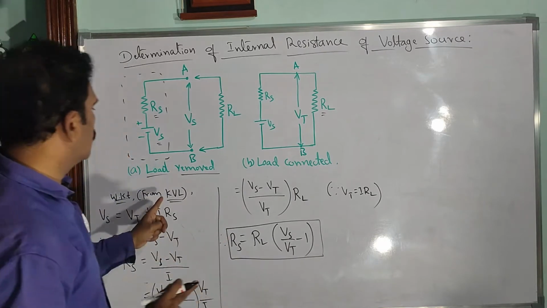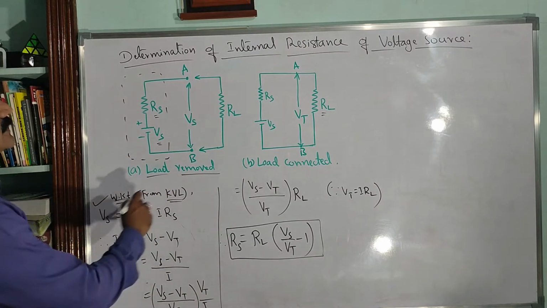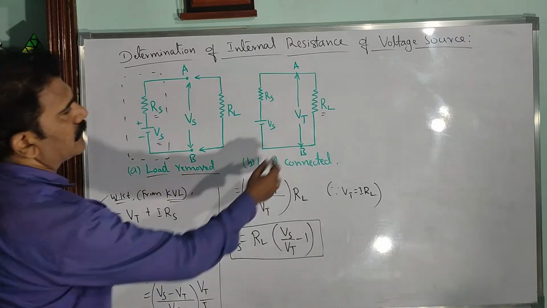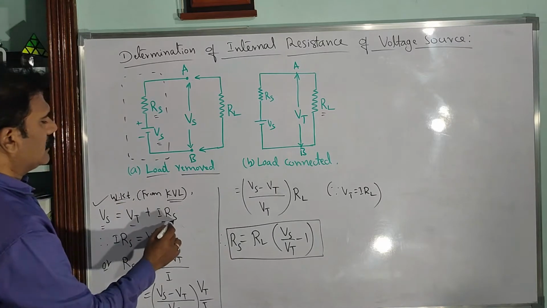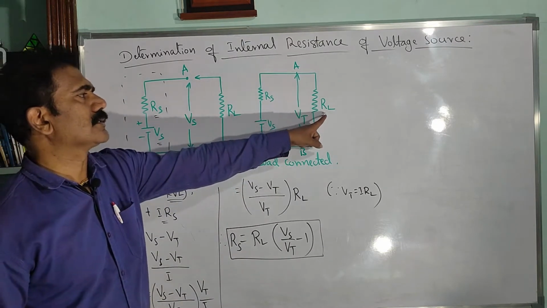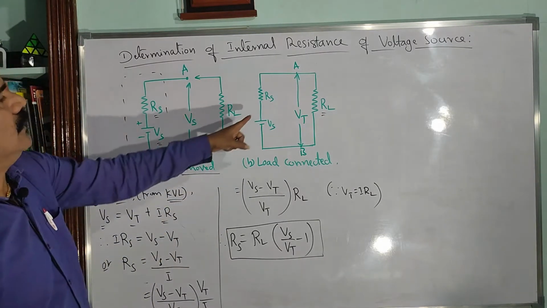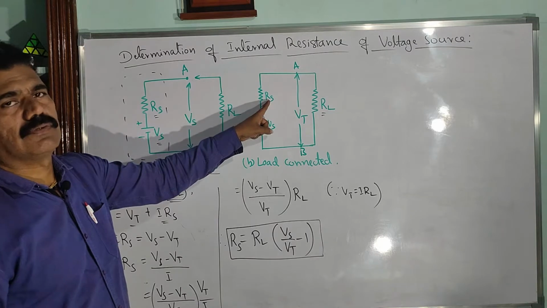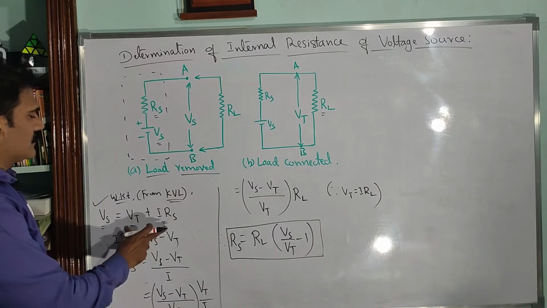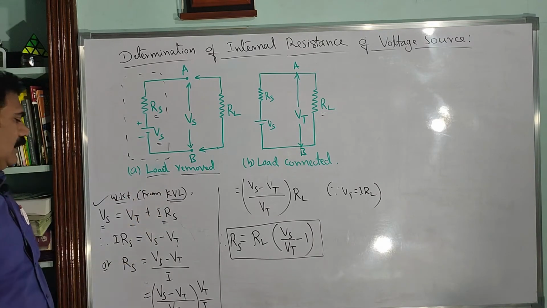Clear? Now according to KVL, the source voltage Vs is equal to the terminal voltage Vt plus I into Rs. Vt is nothing but the voltage drop across RL, and I into Rs, the product of current and resistance, gives the voltage drop across the internal resistance itself. So this sum is equal to the source voltage according to KVL.